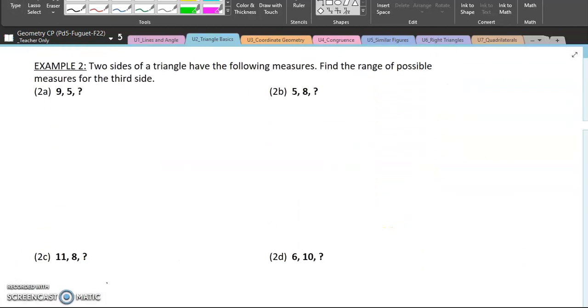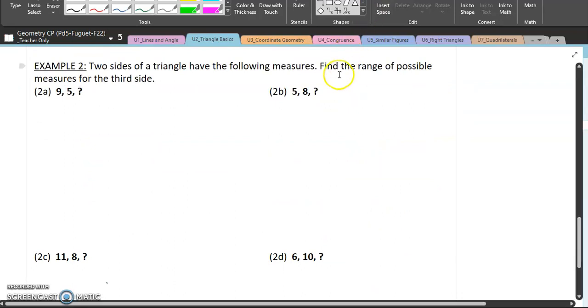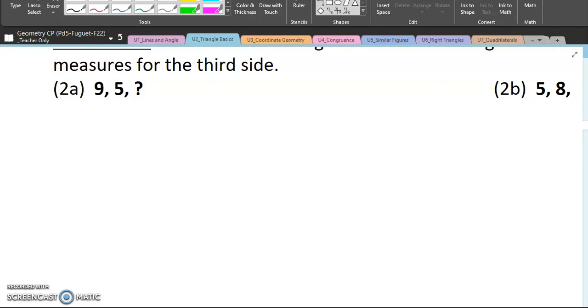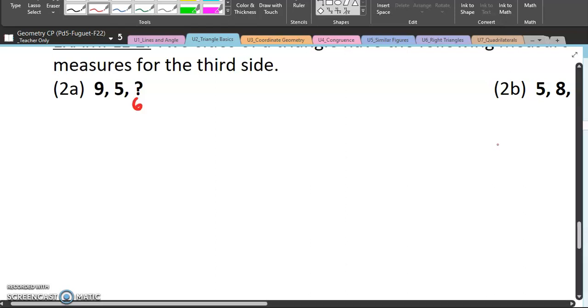The last type of problem is a little trickier, but we're going to talk about it. In this one, it says the two sides of a triangle have the following measures. What is the possibility for the third side? This is a little trickier because we have a lot of variability here. We could have multiple answers. And rather than sitting here guessing and checking, going, well, I think 6 is an answer, for example, and if we check it, okay, we know 6 is the answer.